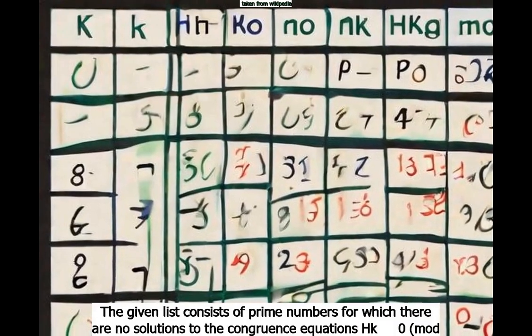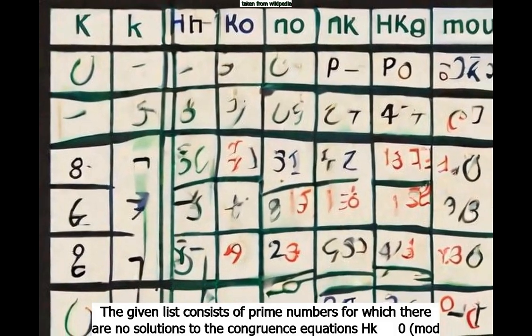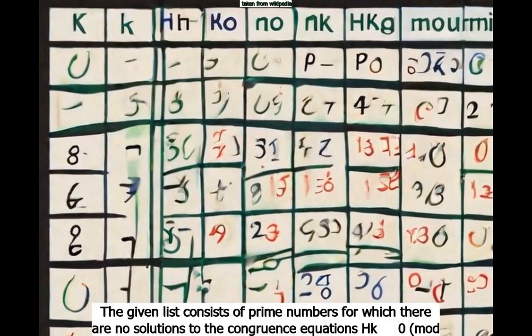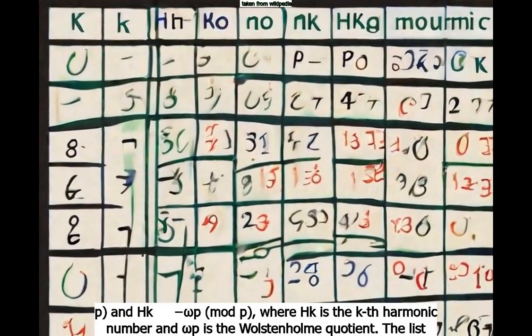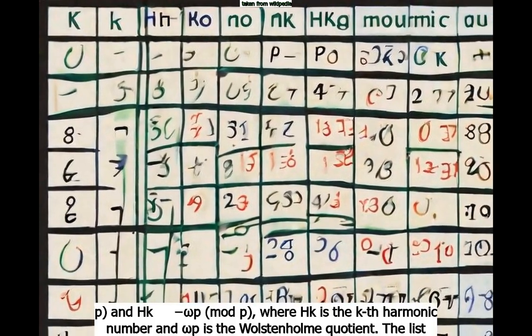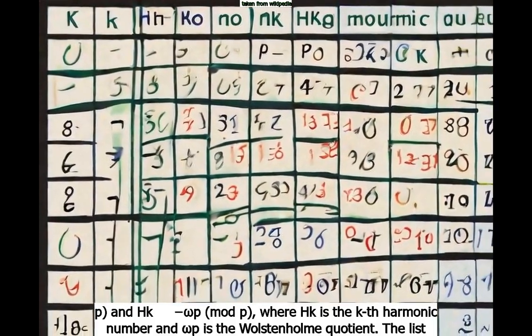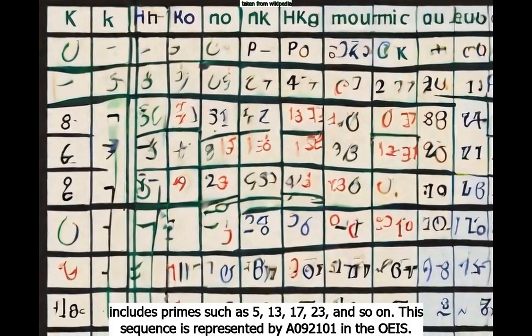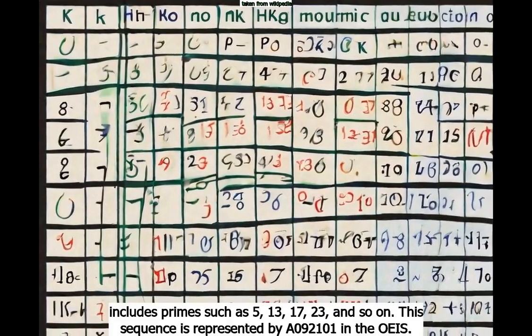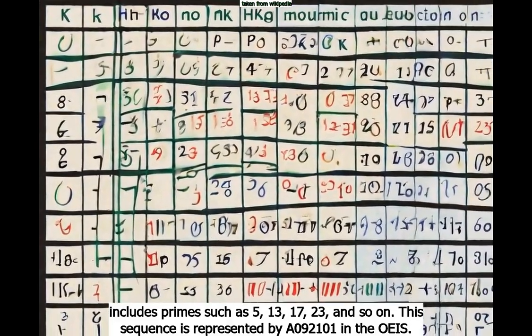The given list consists of prime numbers for which there are no solutions to the congruence equations h sub k congruent to 0 mod p, and h sub k congruent to negative omega p mod p, where h sub k is the kth harmonic number and omega p is the Wolstenholme quotient. The list includes primes such as 5, 13, 17, 23, and so on. This sequence is represented by A092101 in the OEIS.